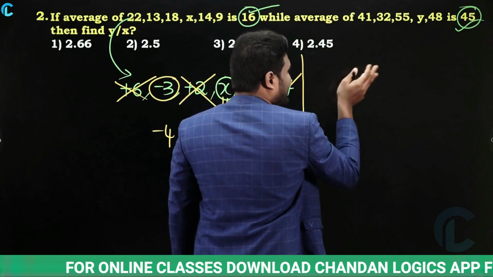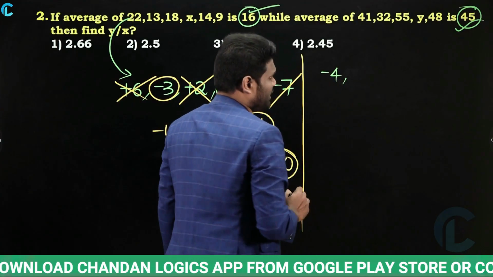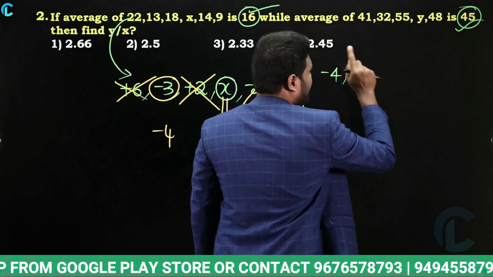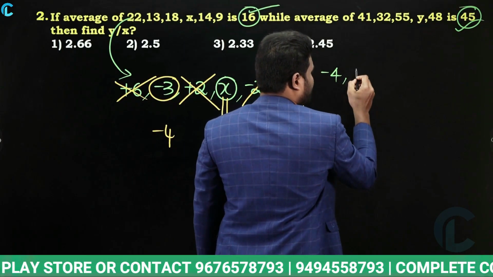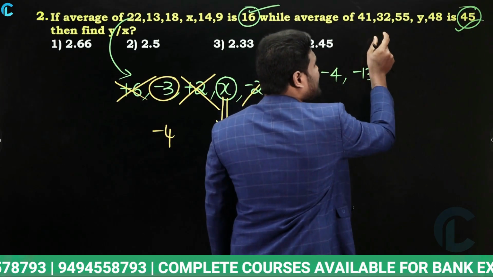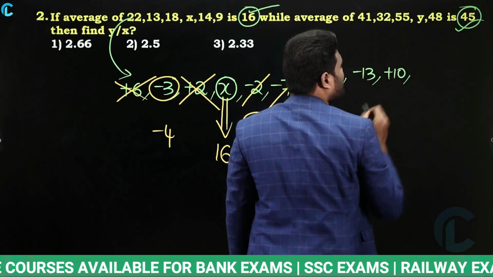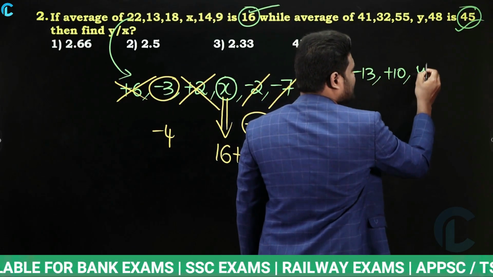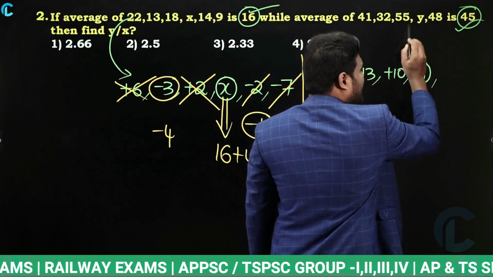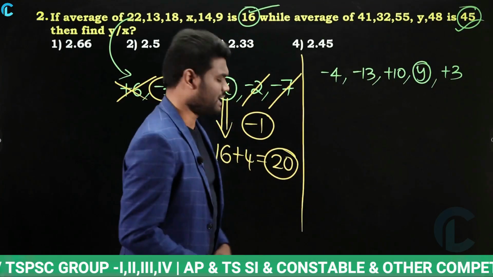If you look at 41, it is less than 45. How much less than 45? 4 less than 45. Next, if you look at 32, 32 is also less than 45. 32 is how much less than 45? 32 is 13 less than 45. Next, 55 is more than 45. How much more than 45? 10 more than 45. The next one is like y, which we need to find. And next is 48. 48 is more than 45. How much more than 45? It's 3 more than 45.